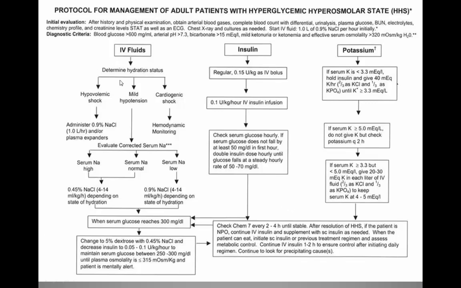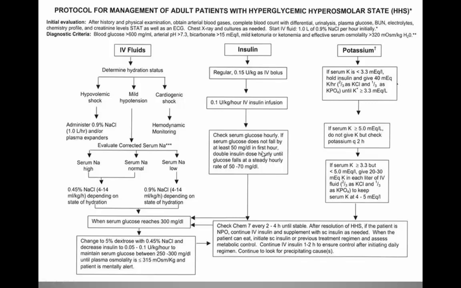So basically, determine the status of dehydration, administer fluid, look if the patient is hemodynamically stable or if the patient is in shock. Look at the serum sodium concentration. We're going to see this in 669 to see if the patient is hyperosmotic, hypoosmotic, or isoosmotic. Okay, once the glucose level reaches 300, in some protocols 250, then you change to 5% dextrose with half normal saline, and you decrease the insulin to 0.05.